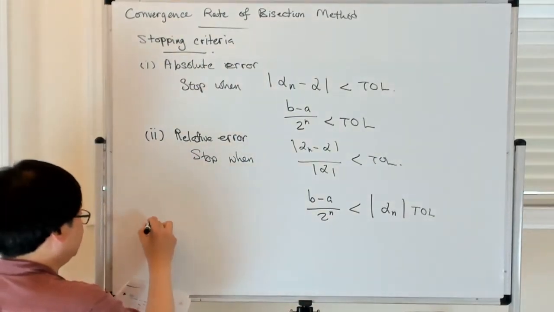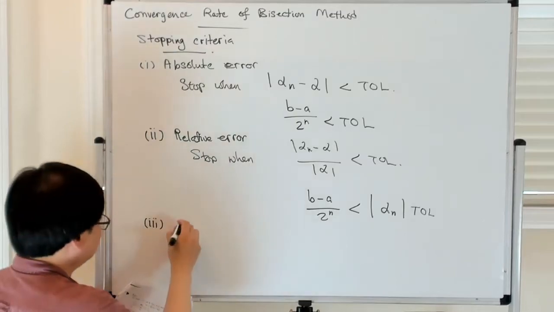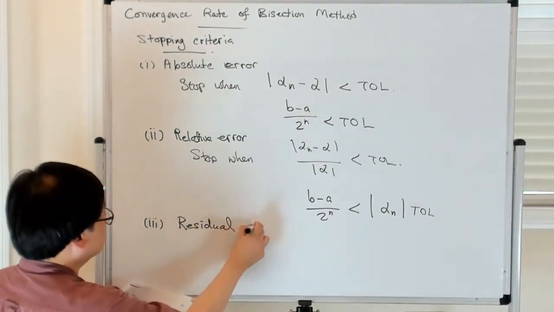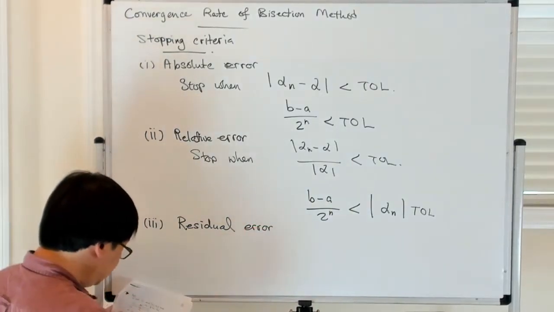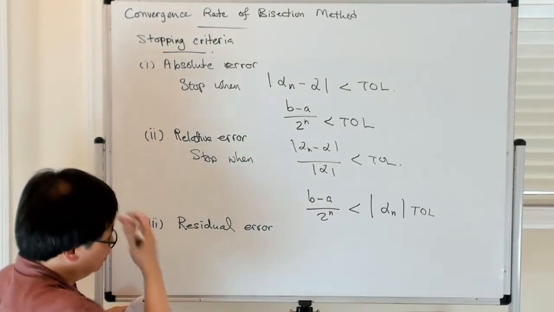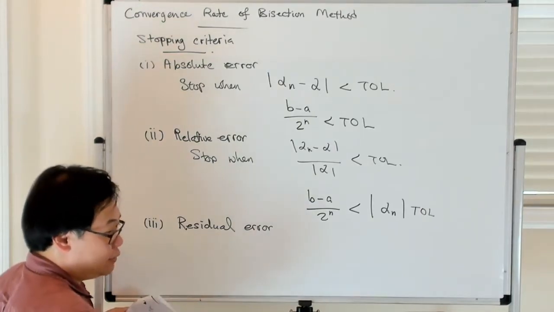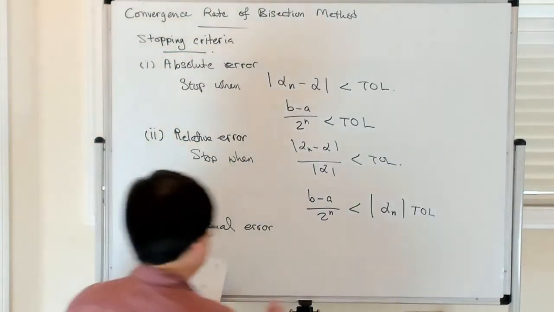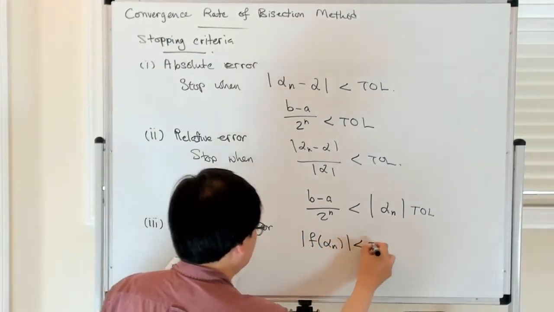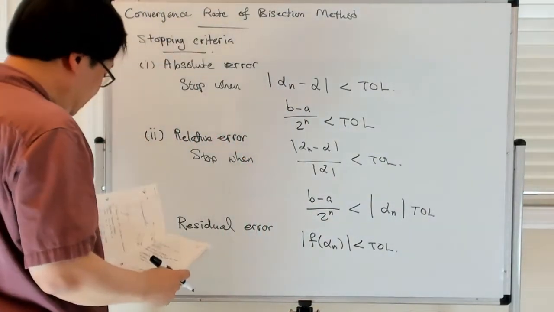And then there's one other possibility, which is what the function value at alpha n is. This is what's called the residual error. The defining property at the root is that the function value at the root is equal to 0. So you can evaluate the function value at the iterate and see whether or not that is close to 0. So you can look at the absolute value of f at alpha n, and you want that maybe to be less than some tolerance. Okay, so those are some possibilities.